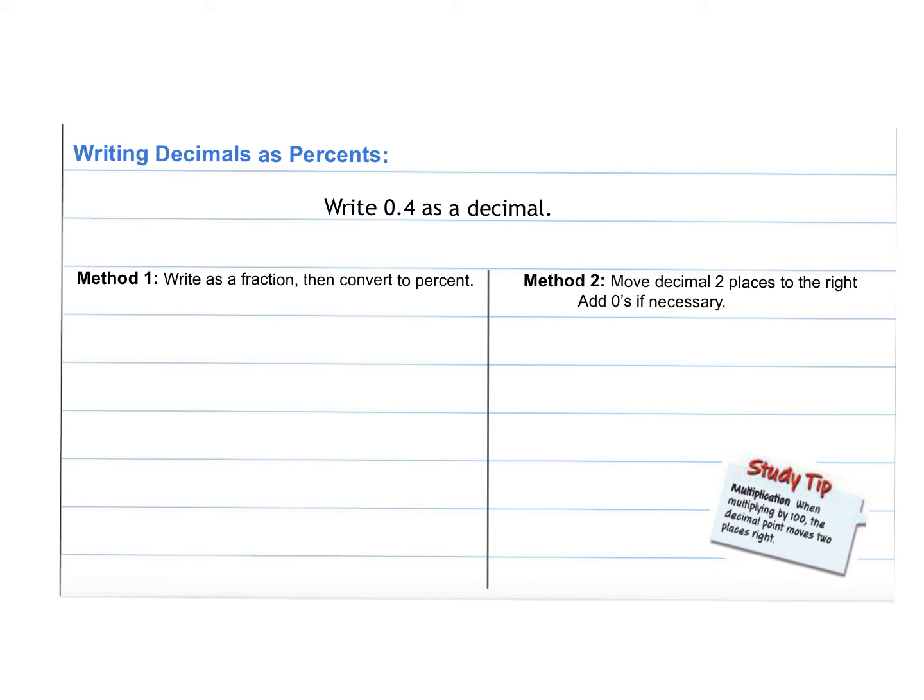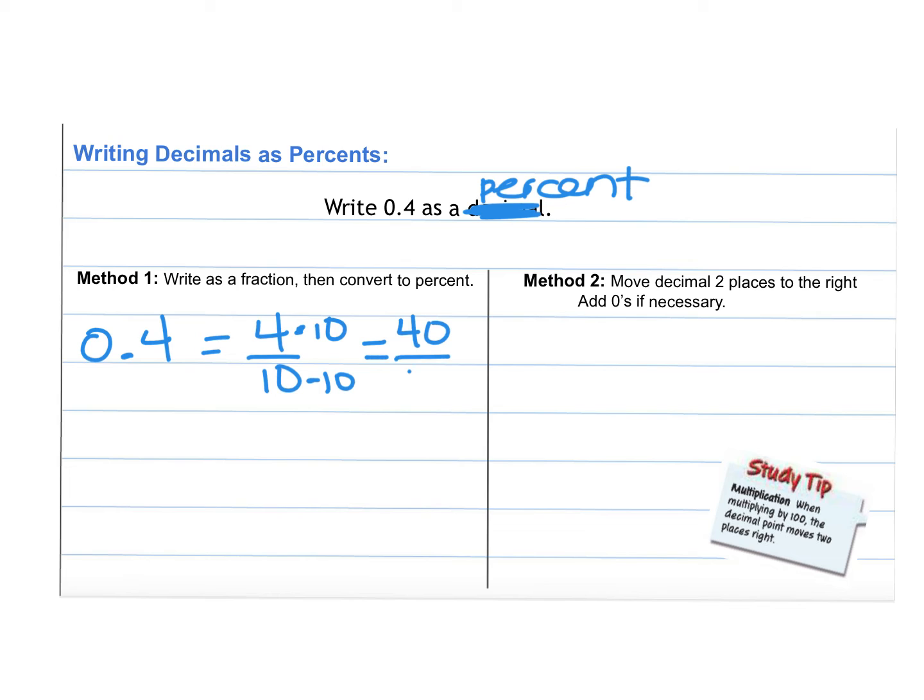Okay, now if we have decimals and we want to write it as a percent, we can use both methods. So 0.4, write it as a fraction. So 0.4 we know would be 4/10, and then convert to a percent. Remember, to convert to a percent, we want to make it hundredths on the bottom. So times 10, times 10. So we get 40/100. Drop the hundredth, and it would be 40%.